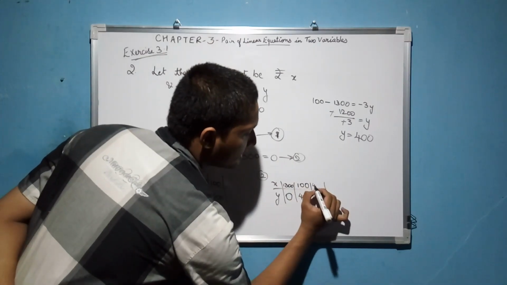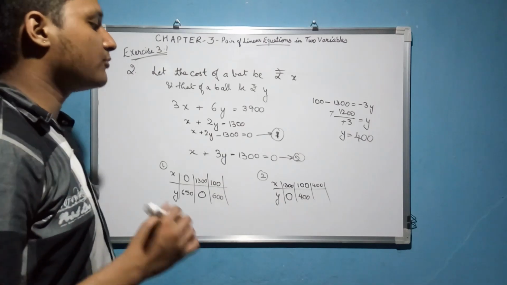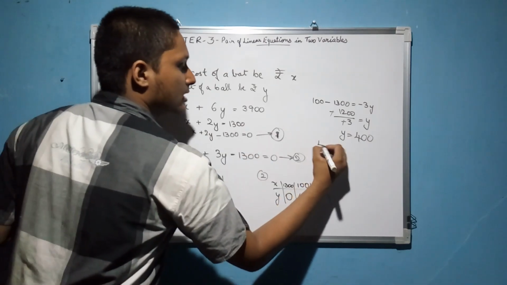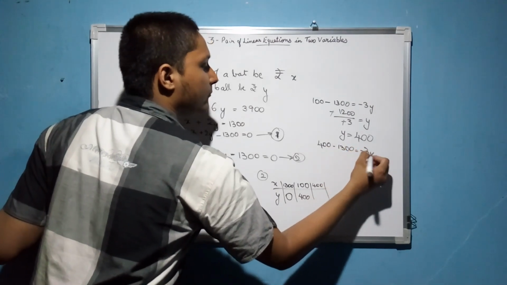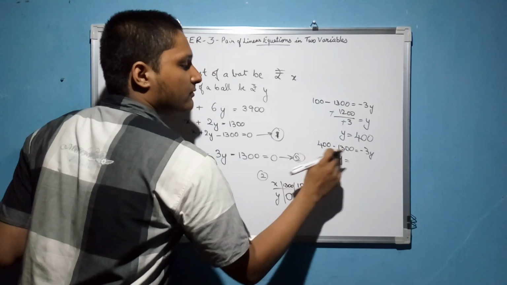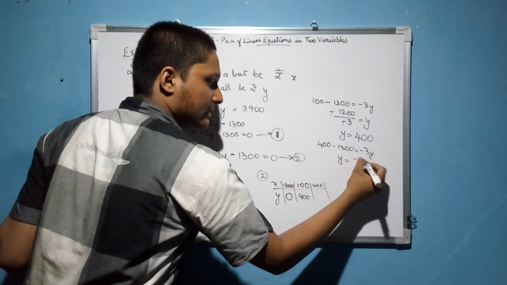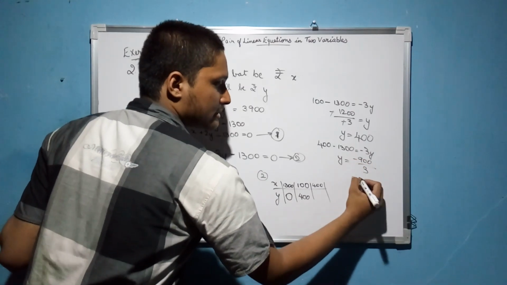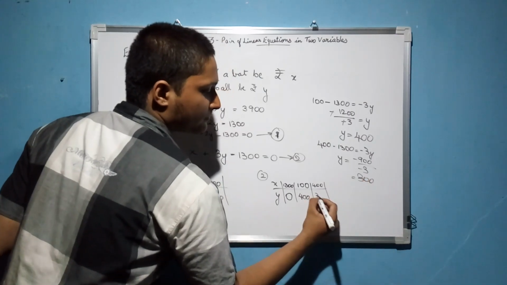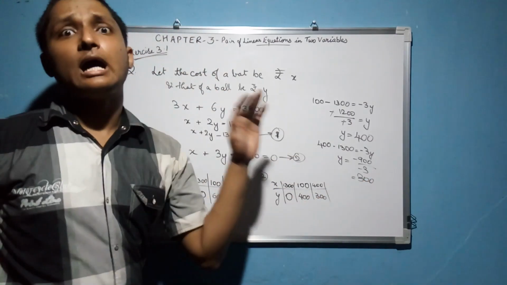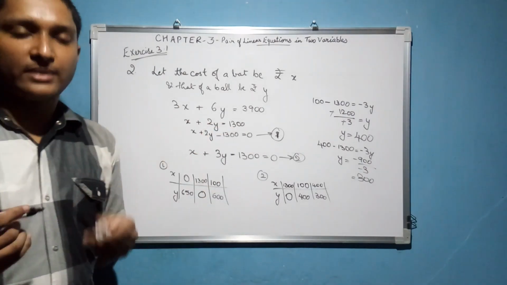I'll take this to be 400. What is y going to be when x is 400? So I'll substitute 400. So it is 400 minus 1300 is equal to minus 3y, or y is equal to 4 minus 13, which comes to be 9. So this is minus 900 divided by 3, that is equal to minus 300. So you got these 3 points. You can take 100 as a scale here rather than going by 1300 divided by 3.